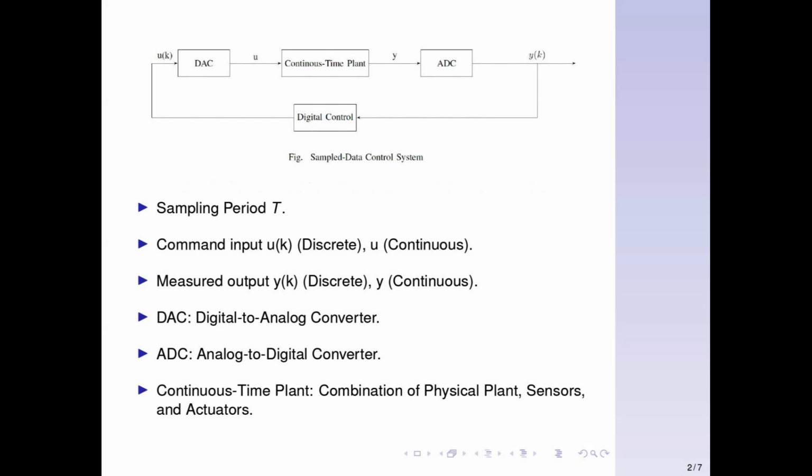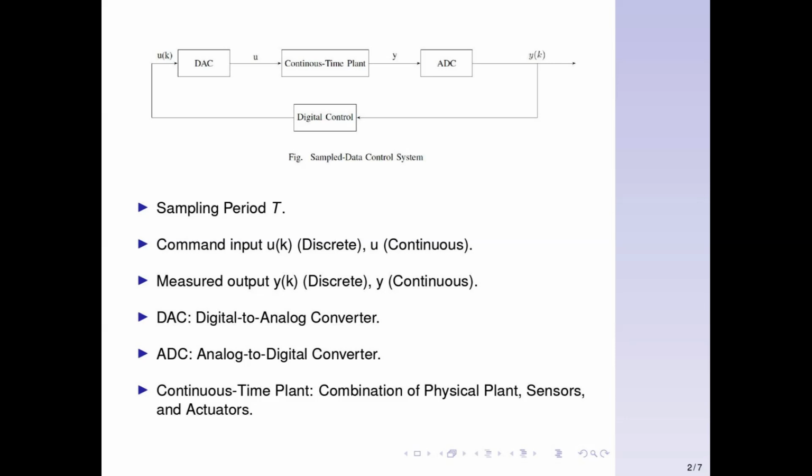The heart of such systems is the sampling period, denoted as T, which determines how frequently we sample our output and how often the digital control sends the command input. This process involves digital to analog converters, DAC, and analog to digital converters, ADC.